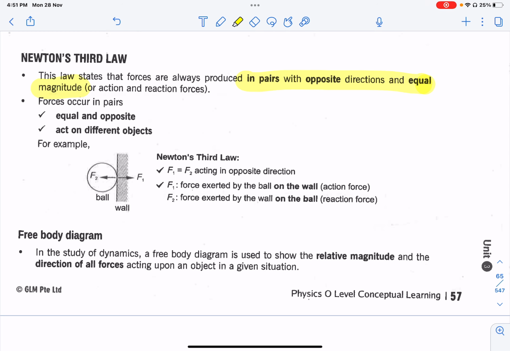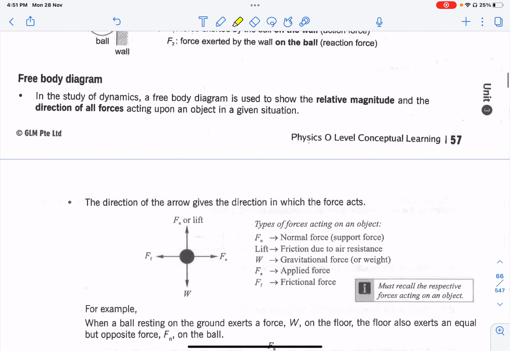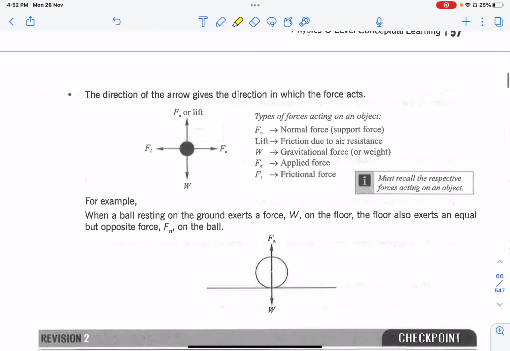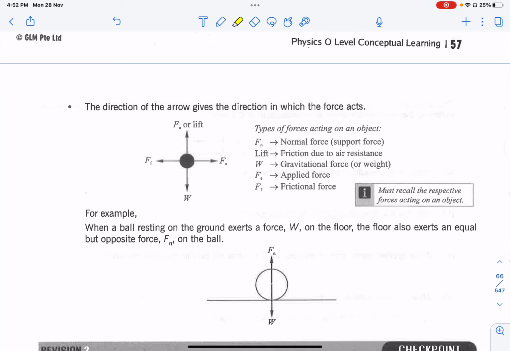So how to establish this then? You can use free body diagrams to help understand or to show the relative magnitude and the direction of all the forces acting upon an object in the given situation. For example, when we look at this, the direction of the arrow gives the direction in which the force is applied. When it's moving upwards, it can be a sign of lift, or air resistance if it's moving against the object. W here would be the weight, which is represented by W equals mg.